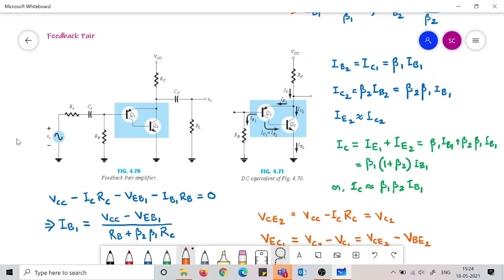Next one is called the feedback pair. In the feedback pair, what is interesting to note is that we use an NPN along with a PNP. So both PNP and NPN transistors are used. I hope by now you are able to identify which one is the PNP and which one is the NPN by looking at the symbols, the direction of the arrows. Can anyone tell me if Q1 is PNP or NPN, or Q2 is PNP or NPN?